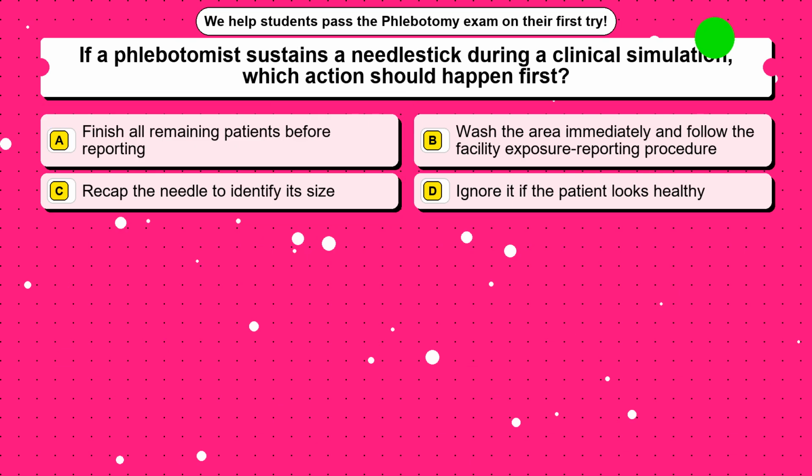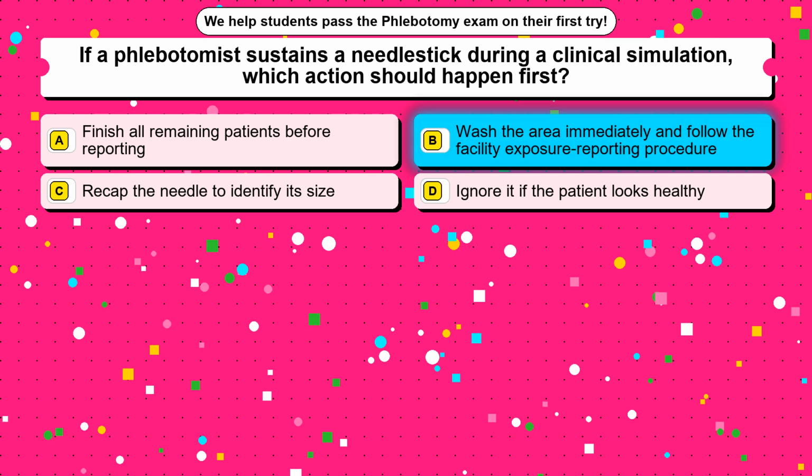Question 18. If a phlebotomist sustains a needle stick during a clinical simulation, which action should happen first? Option A. Finish all remaining patients before reporting. Option B. Wash the area immediately and follow the facility exposure reporting procedure. Option C. Recap the needle to identify its size. Option D. Ignore it if the patient looks healthy.